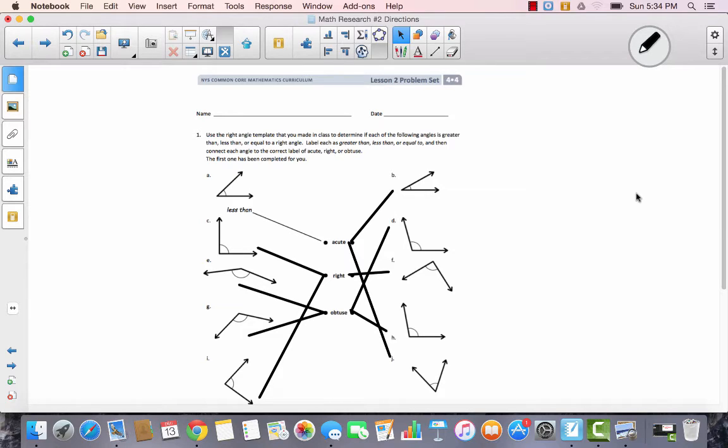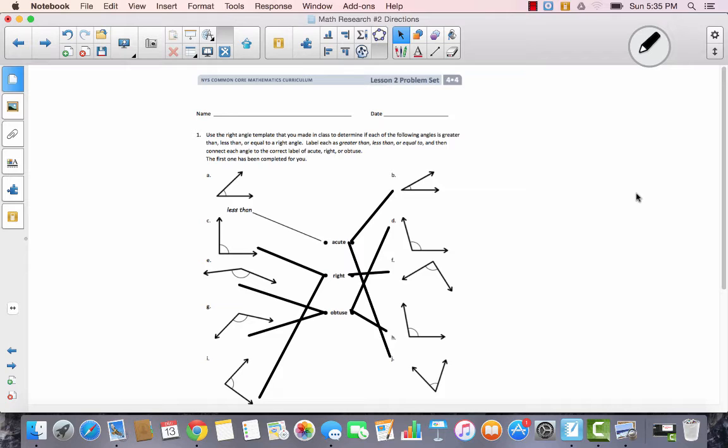So you can just take a look at mine, and you can see how I matched it up, and you can see which angles were acute, which angles were right, which angles were obtuse. Now you notice that the directions say to write less than, greater than, or equal to in each angle to the correct label, but I did not write that in there, and it's okay if you didn't either, but I do want you to match each of these up. So if you need to pause the video and go ahead and take a look, go ahead and do that.